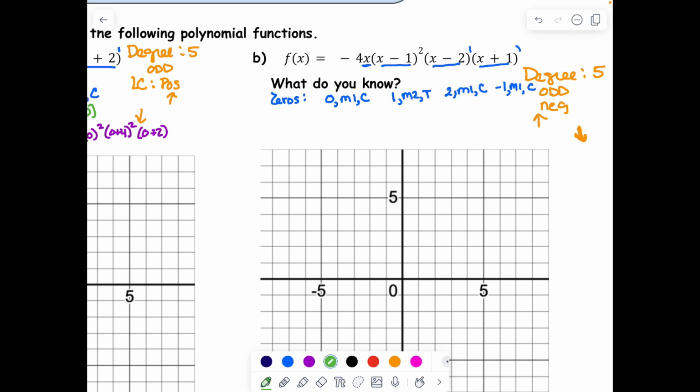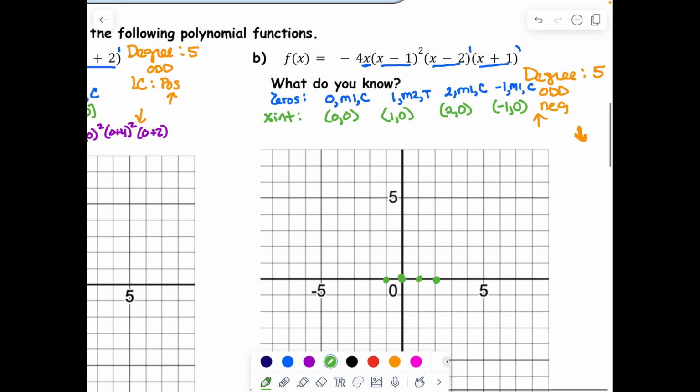Okay, so now let's look at our x-intercepts that are related to those zeros. So this is going to be 0, 0. This is going to be 1, 0. This is going to be 2, 0. And this is -1, 0. Remembering that intercepts are written as points. So we have 0, 0, 1, 0, 2, 0, and -1, 0. Wow, we got a little squishy graph, don't we?